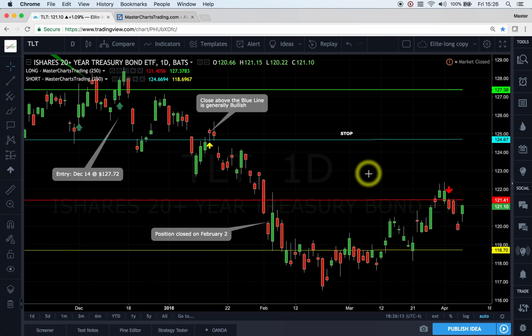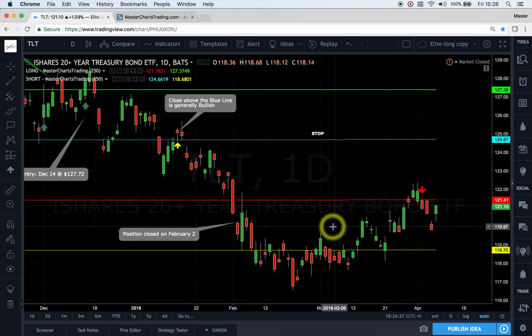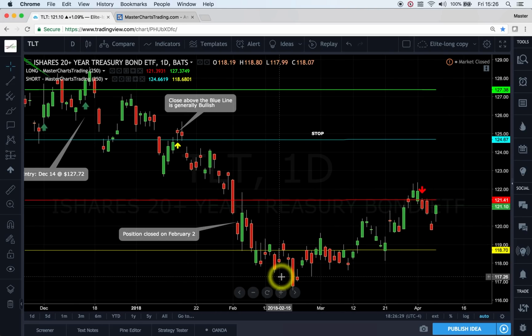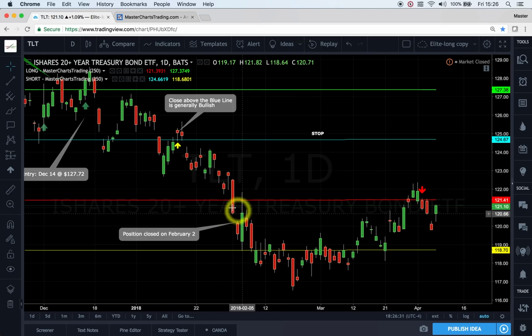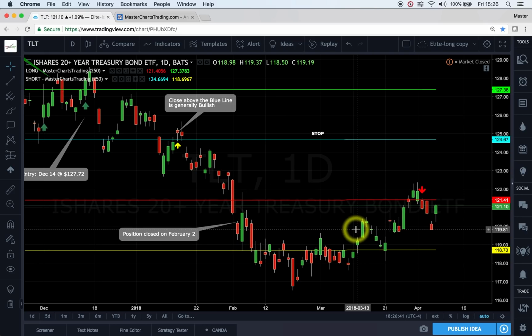All right, let's continue to bonds, and here's TLT, the Treasury Bond Fund, long-dated treasuries. What I see on this chart is a bearish security. Why? Because we had a close below the red line. In addition, we had a close below this yellow support line. So definitely bearish currently. I would look for shorting opportunities.